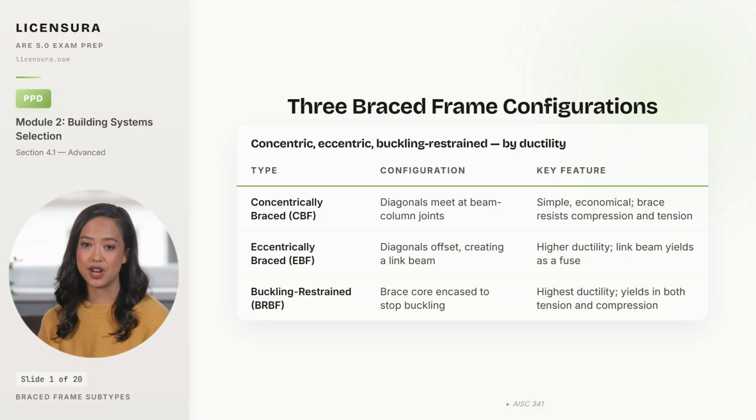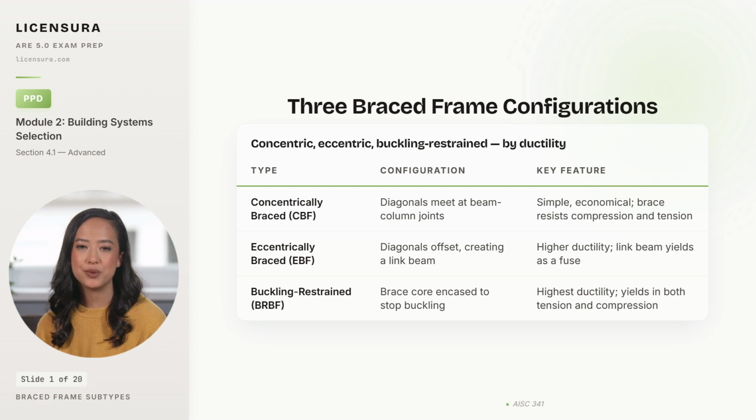The buckling restrained braced frame is the high-performance option. The brace core is wrapped in a sleeve that prevents it from buckling in compression, so the brace can yield in both directions and dissipate enormous amounts of energy. BRBFs are what you specify for hospitals and emergency facilities in California, where the building has to stay operational after the design earthquake. Walk away with the three trade-offs that decide which system fits a given project.